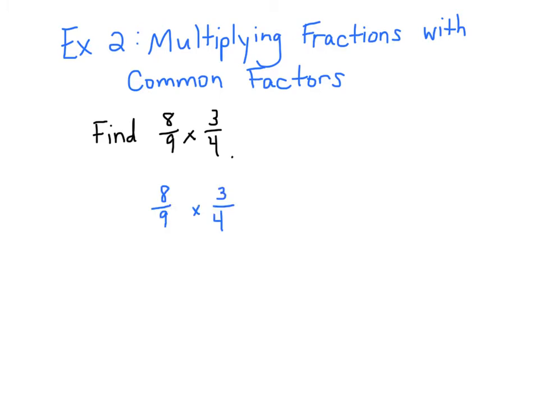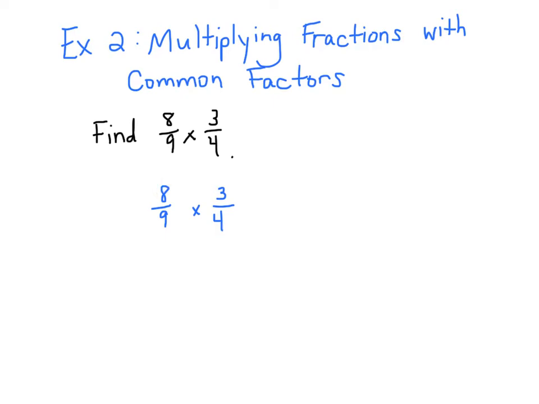For example 2, we're going to be multiplying fractions with common factors, and we're going to try to find 8/9 times 3/4. And in this case, common factors, what we're going to be looking for is we're going to be looking diagonally at our fractions. So we're going to be looking at our 8 and our 4, and then we're going to be looking at our 9 and our 3 here, and we're going to see if they have any factors in common.